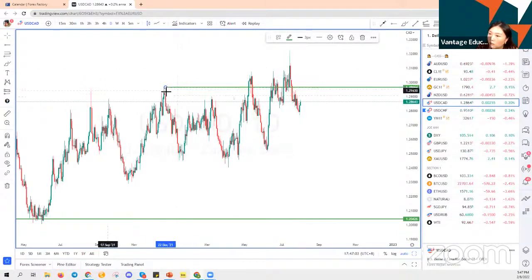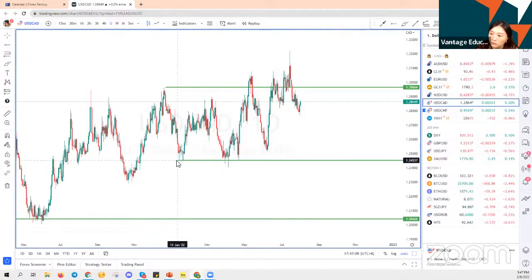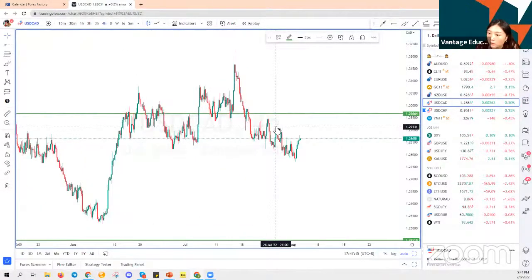It kind of broke out there, and it's coming back to test this important level. So like I said, the market is still ranging, a neutral position. I'm not taking any.